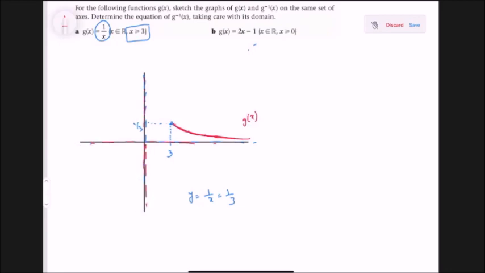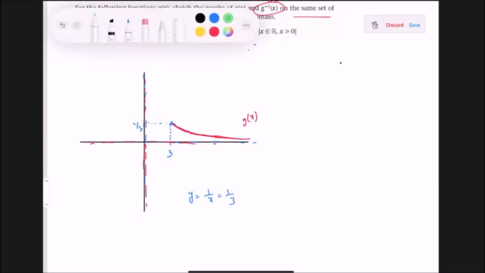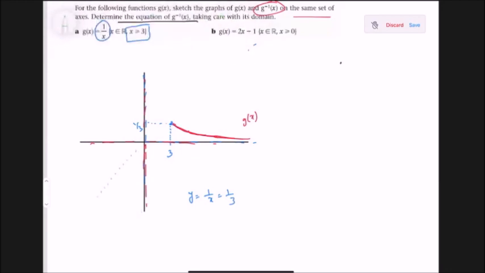On the same axis we have to sketch g inverse of x. We can actually find the equation and then sketch, or you can even directly sketch this using the information that inverse functions are basically reflection about the y equals x line.